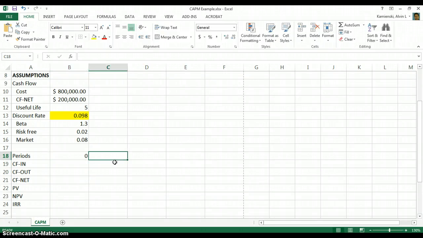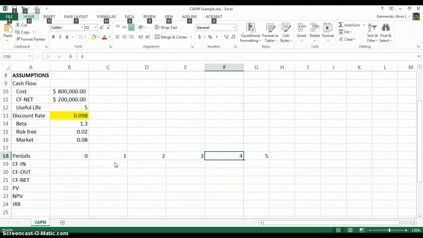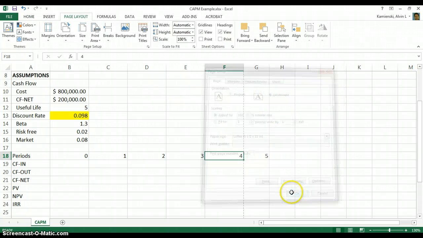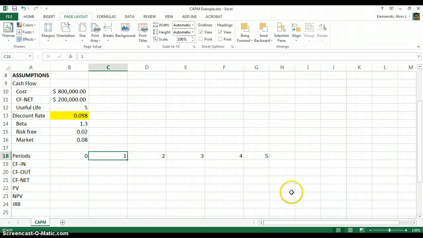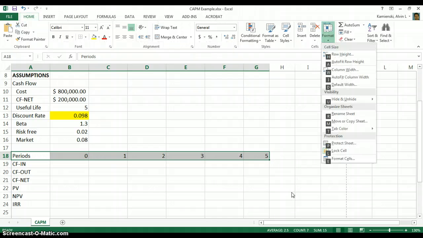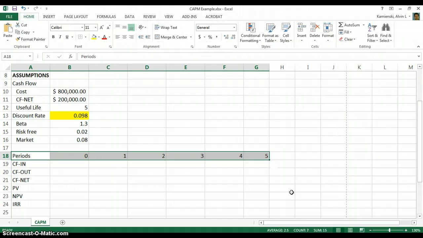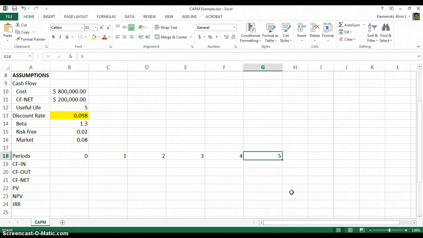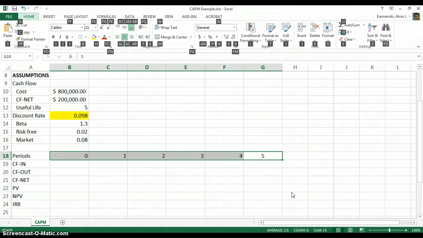So we have 1, 2, 3, 4, 5 periods here. I'm going to change my orientation to landscape since I notice I'm starting to peek over onto a second page. Let's make these all a nice uniform 13 width by using Alt-H-O-W. I'm going to go ahead and center these, or at least one of them. Now let's try to do all of them, please. There we go.